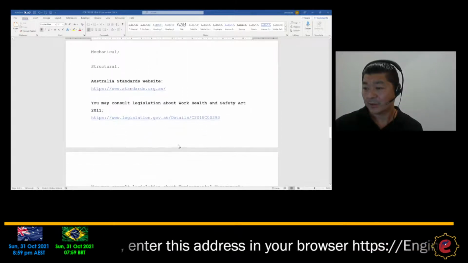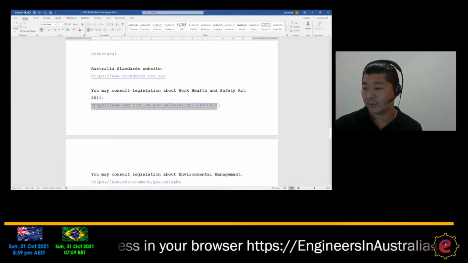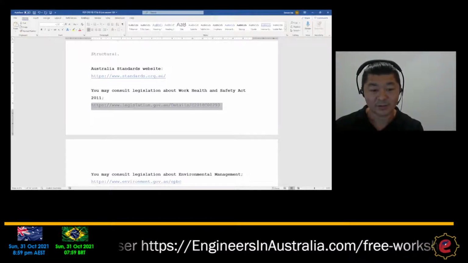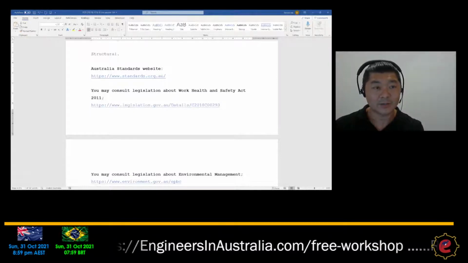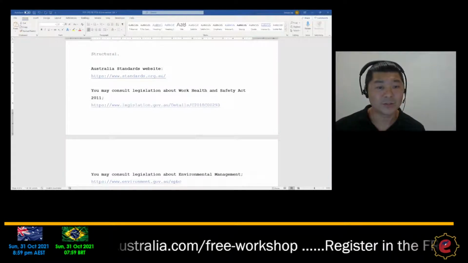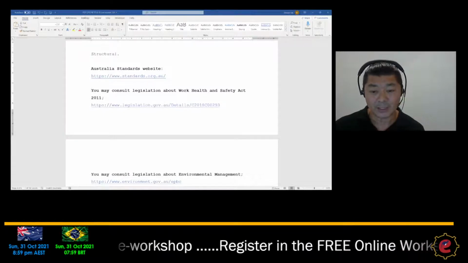Let's have a look. Legislation. This is a very important one. So let's have a look. It's the workplace health and safety legislation. So if you guys are reading the legislation, you certainly can also claim some CPD hours here.